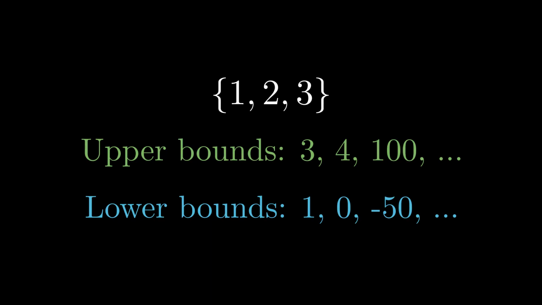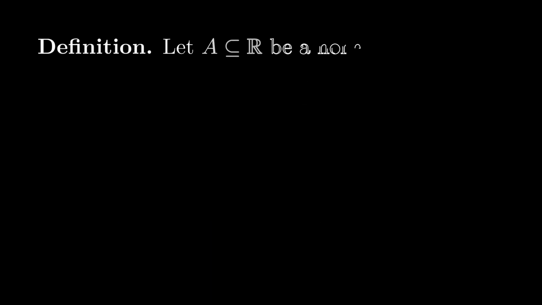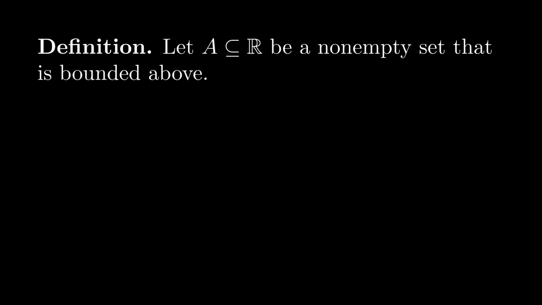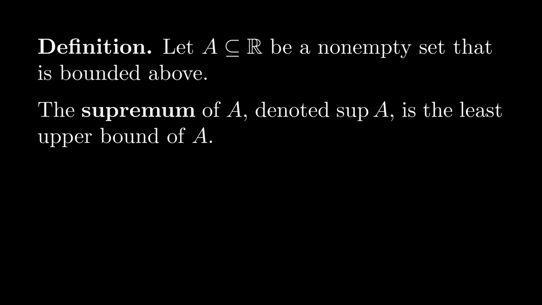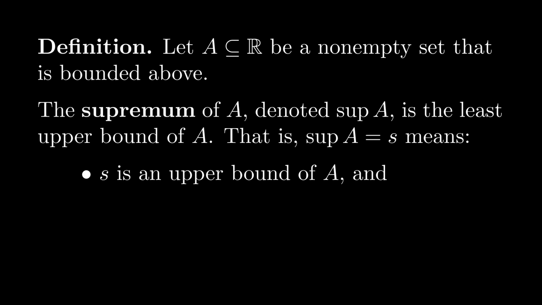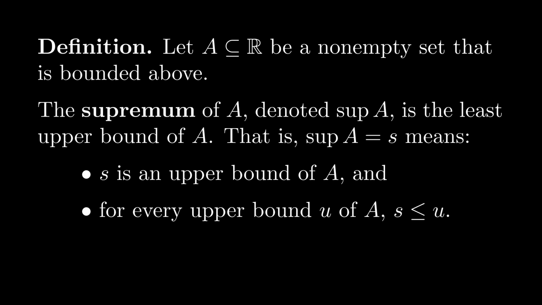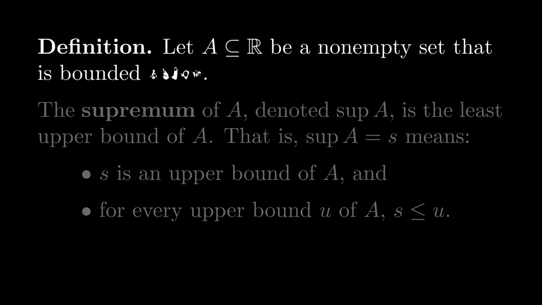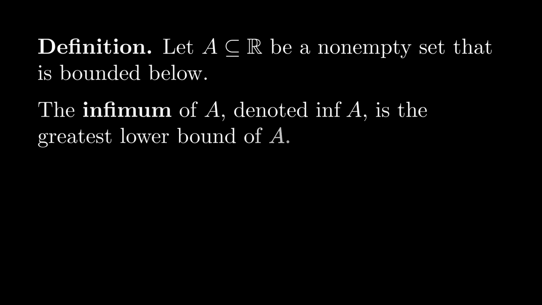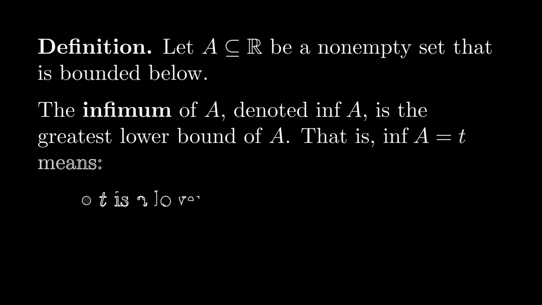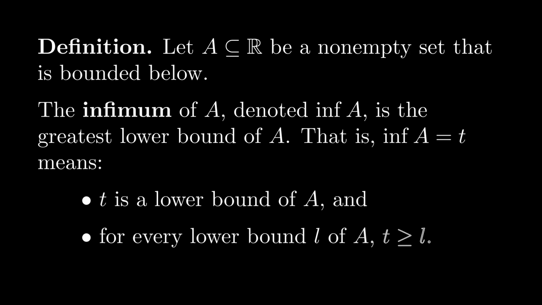Let's also define a supremum and infimum. If A is a subset of the real numbers that's non-empty and bounded above, then we define the supremum of A, denoted sup A, to be the least upper bound of A. More formally, we would say that sup A equals S means S is an upper bound of A, and for every upper bound u of A, S is less than or equal to u. We define the infimum similarly as the greatest lower bound. So if inf A equals T, T is a lower bound of A, and for every lower bound L of A, T is greater than or equal to L.